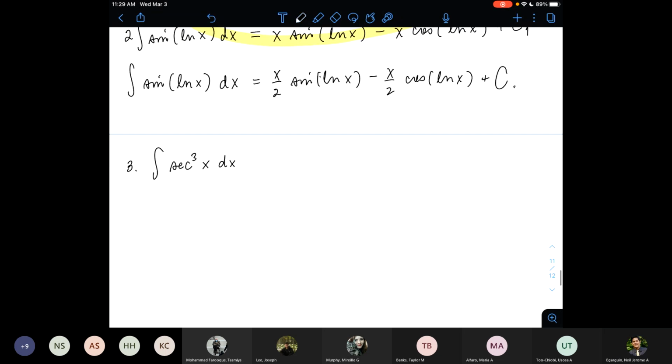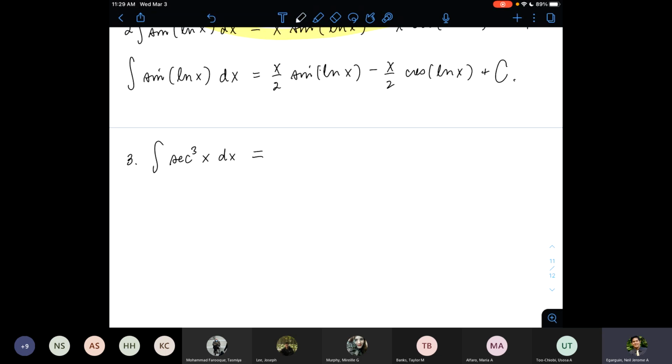So the trick here is to write this as the integral of secant x times secant squared x dx, all right? And why do I choose to write it this way? But I hope you agree that these two are equal to each other, right? So I just isolated the secant, and then there's a secant squared left.